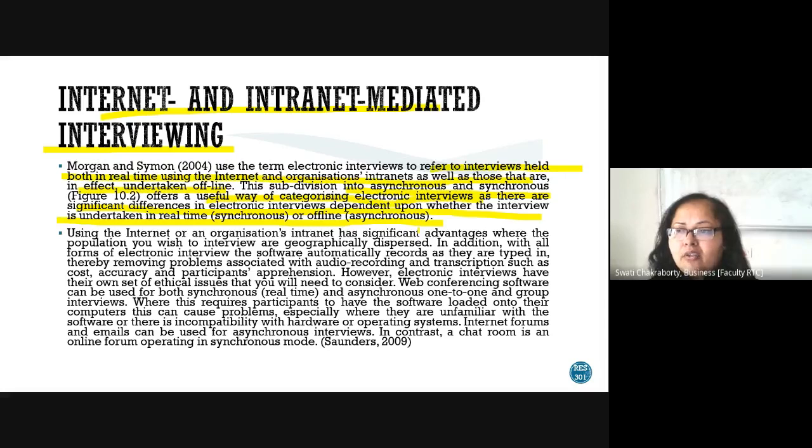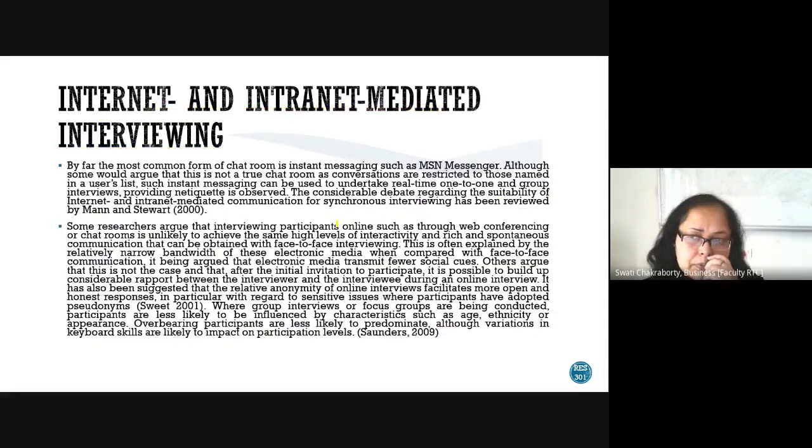One of the most common ways of interviewing could be the chat room, where we have the messenger, right? Some would argue that this is not a true chat room, because conversations are restricted to those in the users list. And some researchers have also argued that interviewing participants online through web conferencing or chats is unlikely to achieve the same levels of interaction and spontaneous communication that can be obtained with face-to-face interviewing.